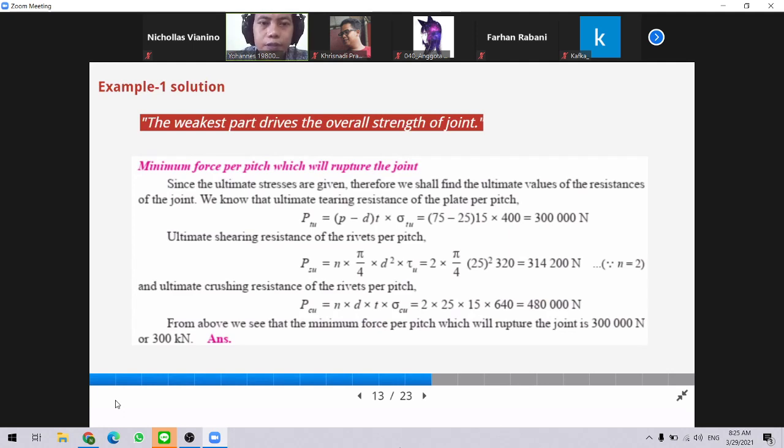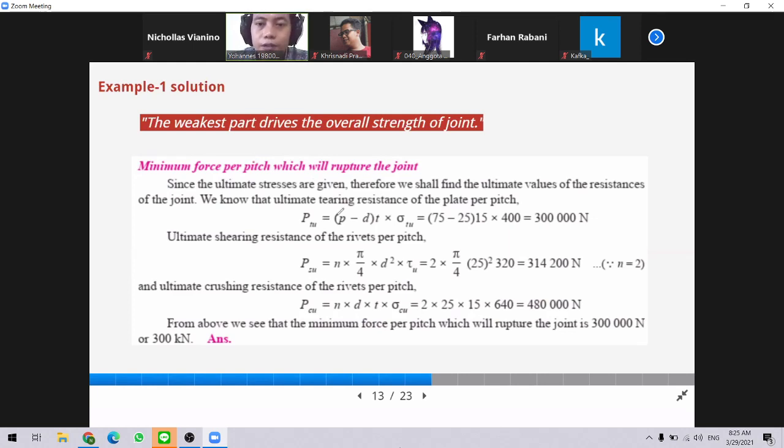Okay, so here we have several examples. The weakest part will determine the overall strength of the joint. That's the meaning of efficiency. The efficiency will be determined by the weakest load capacity.